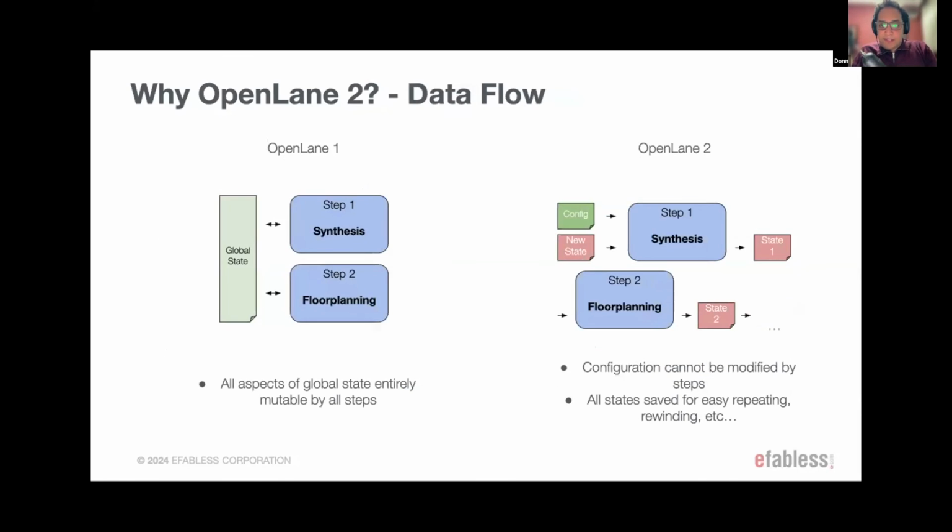The other one is the data flow. Whereas OpenLane 1 just uses a global state that every single step of the flow can modify, which is accident prone, OpenLane 2 uses a saner mode of operation where the state is explicitly captured as a data structure, and you can easily rewind, run parts of a flow, etc.